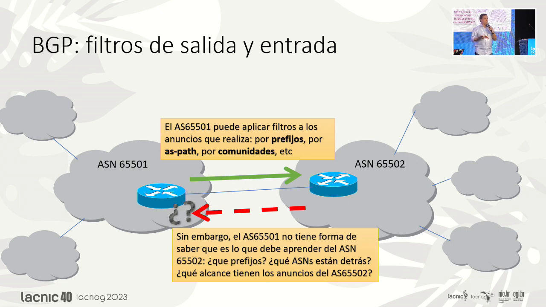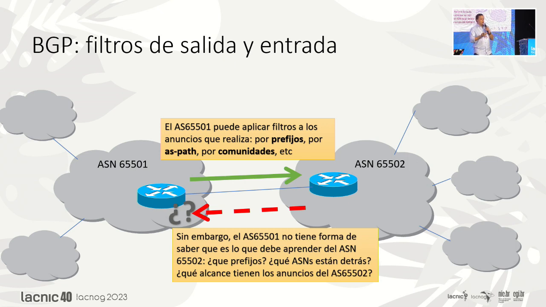Now, how can I know what 65502 has to announce? Who tells me? So 502 calls me and says, I'm going to announce that. Or they send me an email or send me a letter. But there's nothing to back that. So 65501 has no way to determine what it has to learn from 65502. These autonomous systems you have on the right, we don't know what they are. How can I know that those are really connected to 65502, and that 65502 then has to announce the networks of those other autonomous systems? I have no way to figure that out and see if these are correct or not.